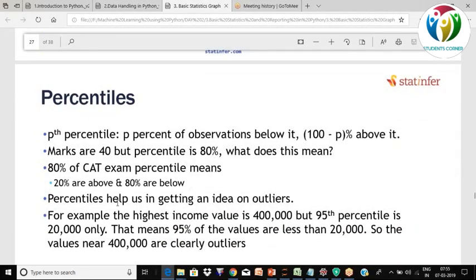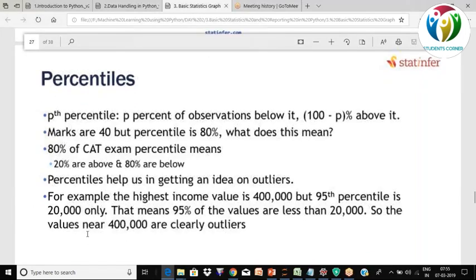So percentiles help us in getting an idea on outliers. For example, the highest income value is this, but the 95th percentile is 20,000 only. So when you talk about percentiles, you get a clear picture of how many of them are above and how many of them are below.